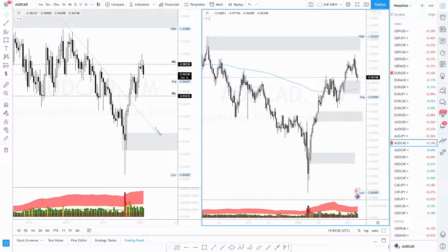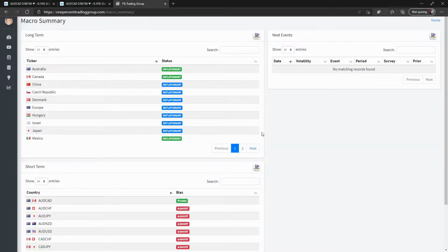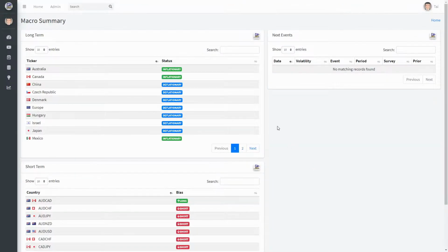I missed the deadline for the weekly analysis, so I'm still going to drop some charts today. I've got two pairs in mind, and I've got some stocks that I'm going to go over too. The first one is going to be the Australian dollar and the Canadian dollar. Let's start off with the fundamentals.